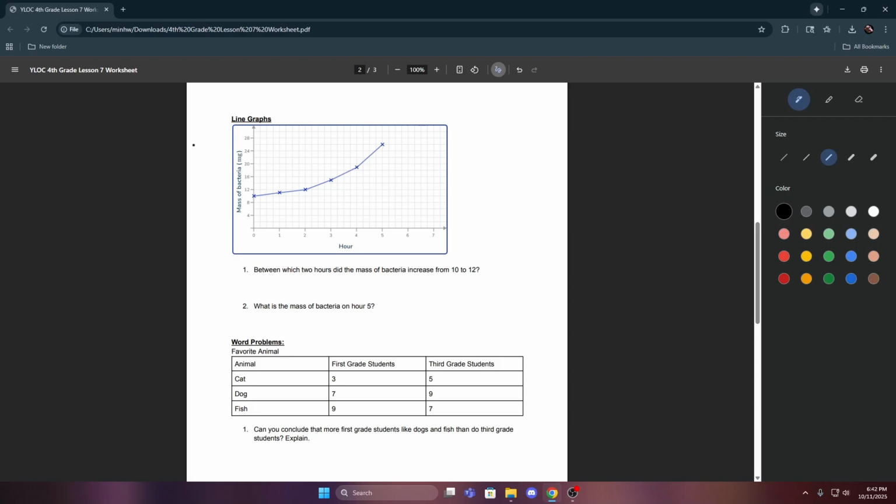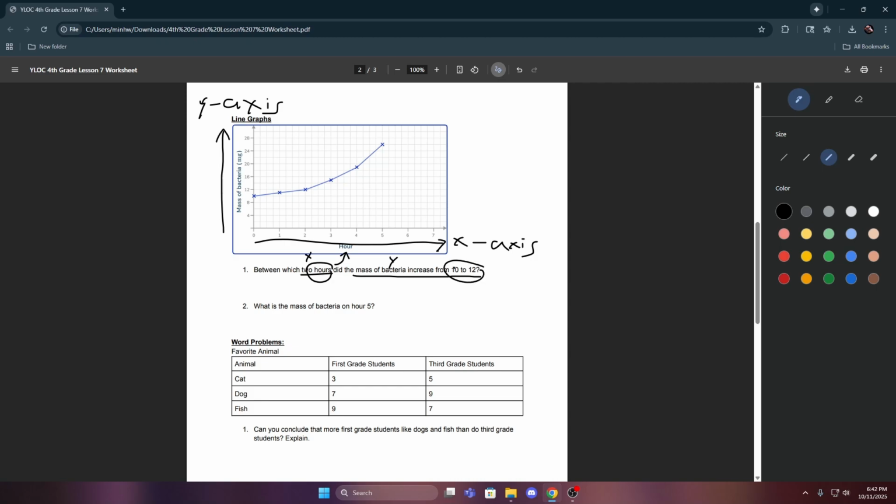All right, and we're back to our normal format. Between which 2 hours did the mass of bacteria increase from 10 to 12? So now when you're looking at this, we know that hours here is in the x-axis. This horizontal plane is called the x-axis. And we know that the mass of bacteria here is the y-axis, which is the up and down. So what 2 hours, meaning x, did the mass of bacteria, y, increase from 10 to 12?